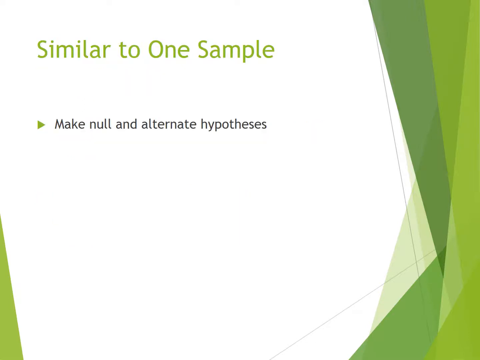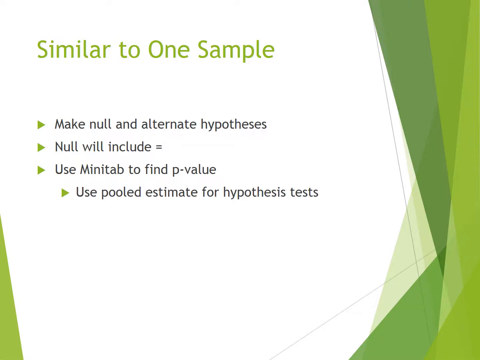It's very similar to one sample. We're still going to have a null hypothesis and an alternative hypothesis. The null hypothesis will include equality. So the null hypothesis will always be proportion 1 equals proportion 2, where my alternative will be proportion 1 is less than proportion 2, proportion 1 is greater than proportion 2, or proportion 1 is not equal to proportion 2. We're going to use Minitab to find the p-value, and we're going to use a pooled estimate for hypothesis testing, and we're not going to use the pooled estimate for confidence intervals.